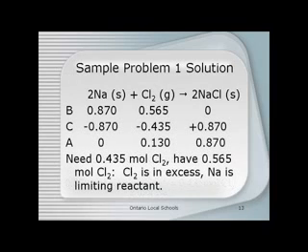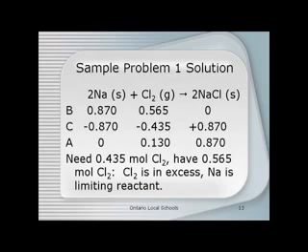Well, we need 0.435 moles of chlorine, and we have 0.565 moles of chlorine. So chlorine is in excess, sodium is the limiting reactant. We can now fill out the rest of our BCA table. Because sodium is the limiting reactant, we're going to use all of the 0.870 moles. So on our change line, it's minus 0.870.